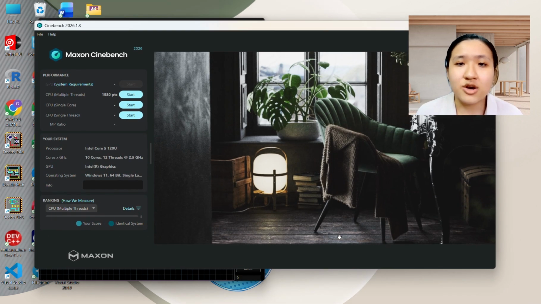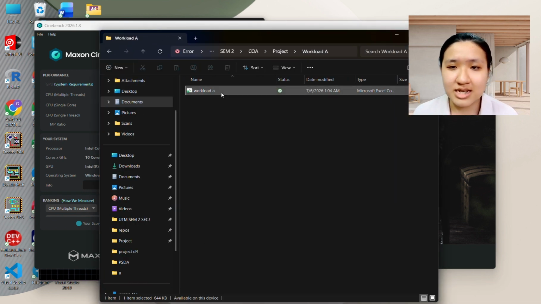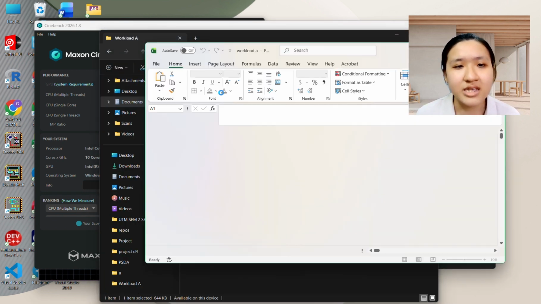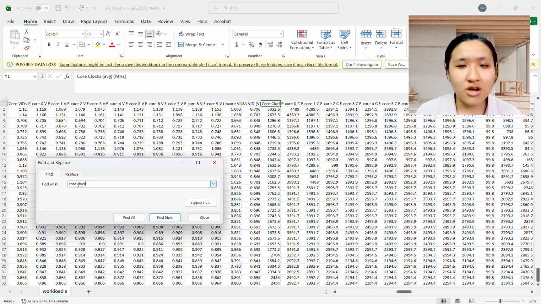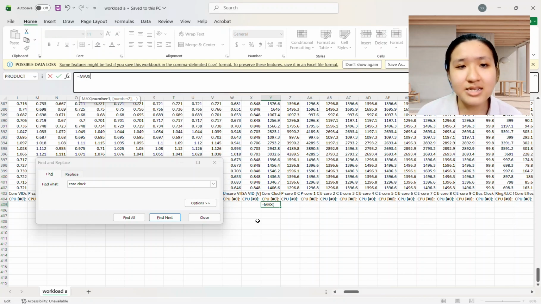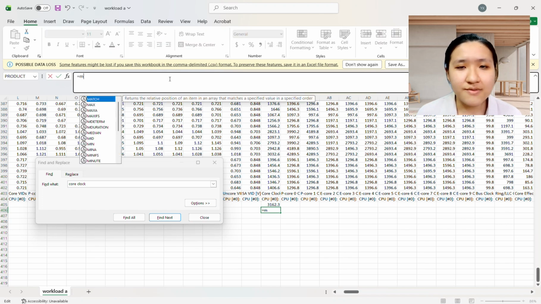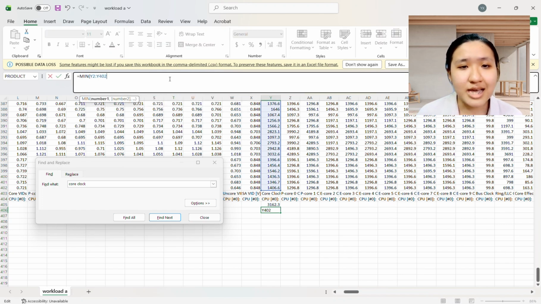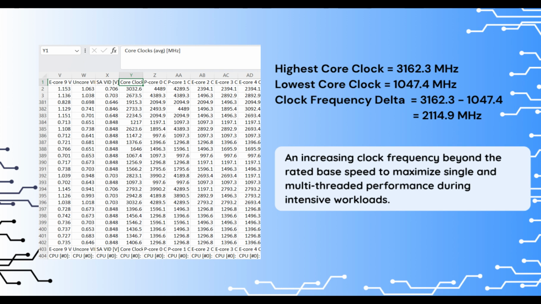Here I can see thousands of rows of time series data captured every second during the run. From the core clocks data, I identify the highest recorded clock frequency as 3162.3 MHz and the lowest as 1047.4 MHz. Calculating the clock frequency delta, which is the difference between the highest and lowest clock, gives us 2140.9 MHz. This large delta demonstrates the CPU dynamically scaling its frequency under varying thermal conditions.